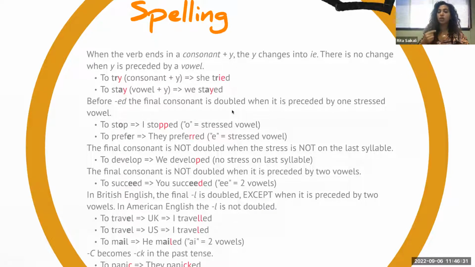That schwa in pronunciation is kind of like a sound. That's when we know that something is stressed or not stressed in terms of vowels. So in this case, develop, there's that sound, so it's not stressed, so the consonant is not doubled. These again are general rules.